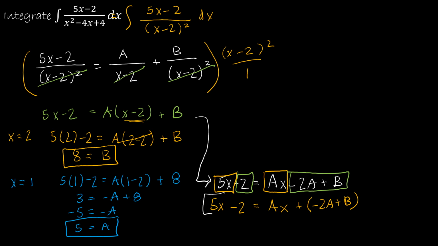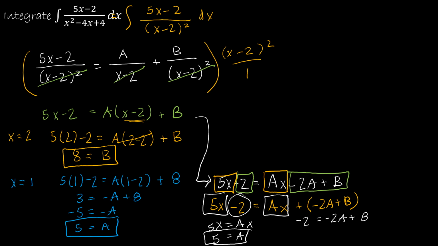If 5x needs to equal ax, then obviously 5 equals a. Or if negative 2 must equal negative 2a plus b, where b is already known to be 8, then I can subtract 8 from each side, divide by 2 on each side, and end up with 5 equal a. So again, just another way to think about partial fractions. Hopefully that all made sense to you.